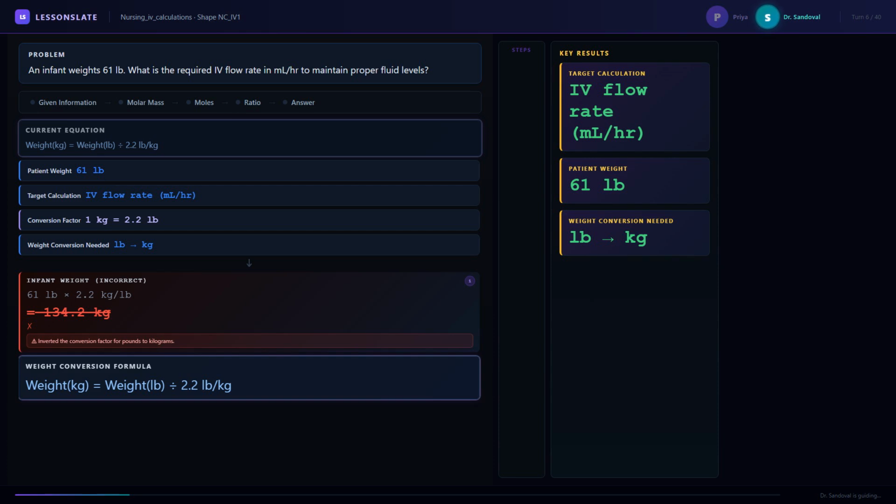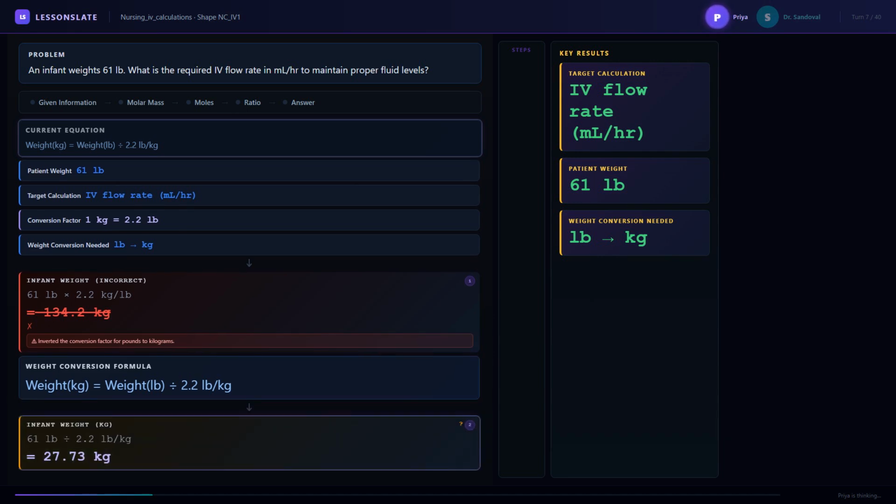Let's rethink the setup. We have 61 pounds, and we know 1 kilogram is approximately 2.2 pounds. How should we arrange those to get our answer in kilograms? Oh, you're right. I want the pounds to cancel out. So I should divide 61 pounds by 2.2 pounds per kilogram instead. Let me try that. 61 divided by 2.2 is 27.727. So around 27.73 kilograms, rounding to 2 decimal places. Is that the correct way to do it?